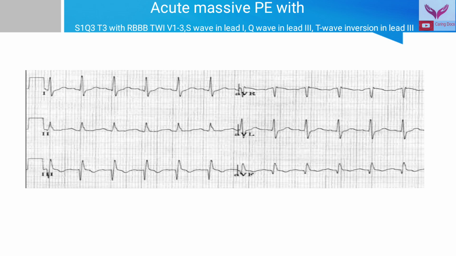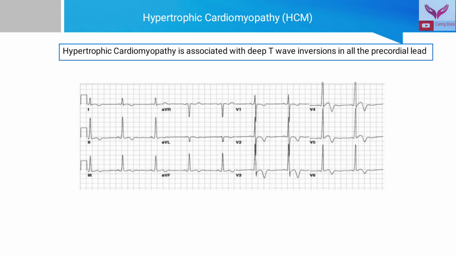Here in this ECG, this is suggestive of acute massive pulmonary embolism. Here we can see S wave in lead 1, Q wave in lead 3, T wave inversion in lead 3, that is S1, Q3, T3, with right bundle branch block with T wave inversion in V1 to V3.